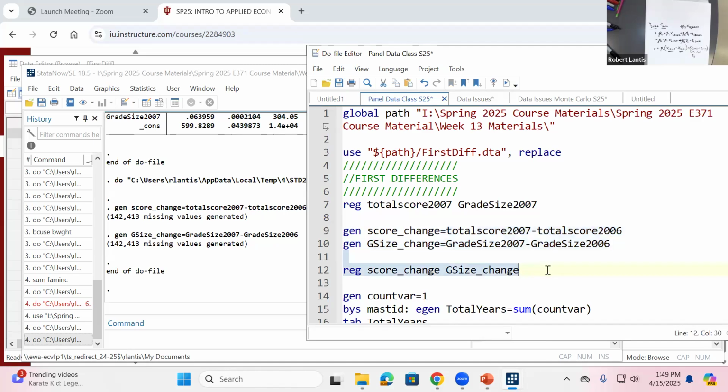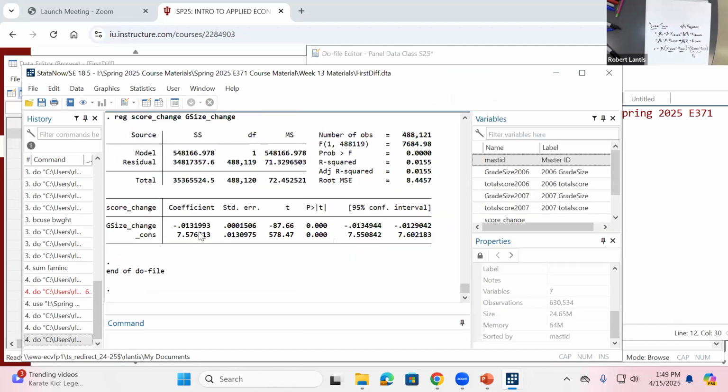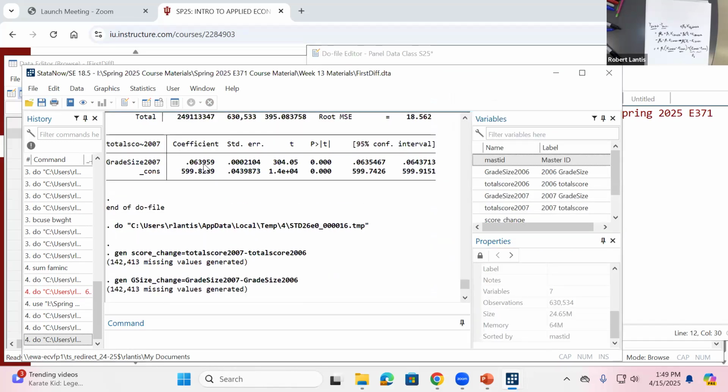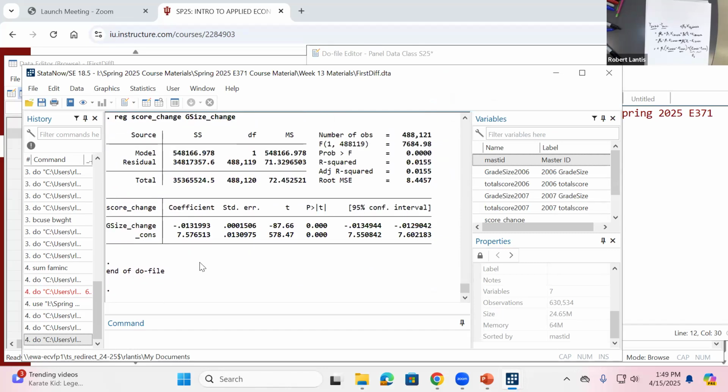Well, if I now run a regression using this first difference approach, so the change in y and the change in x, notice now the estimate I see, it's not 0.06. Once I control for all those time invariant factors, it actually looks like having larger grade sizes does what to I-STEP scores? It's going to decrease them. Okay. So here, I've got a statistically significant effect.